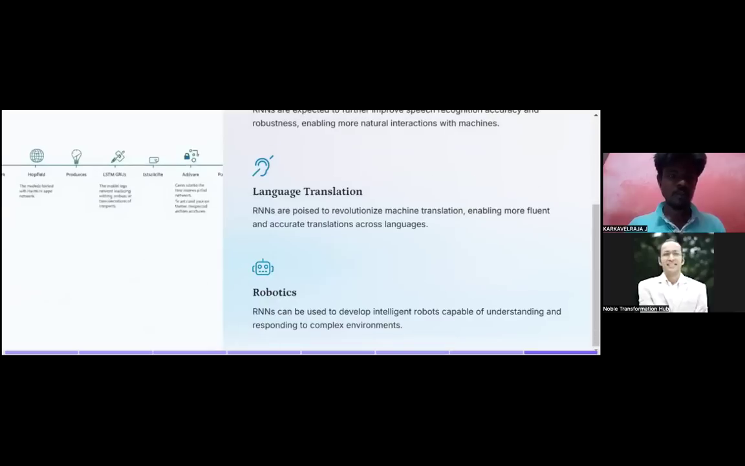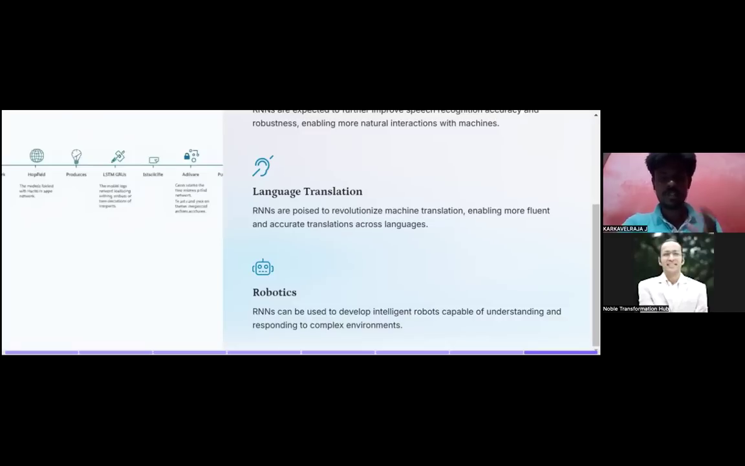Now moving on, language translation. RNNs are poised to revolutionize machine translation, enabling more fluent and accurate translation across languages. Today I think all the languages can be translated, because with Google we have multiple translators which achieve this. This is presently occurring.